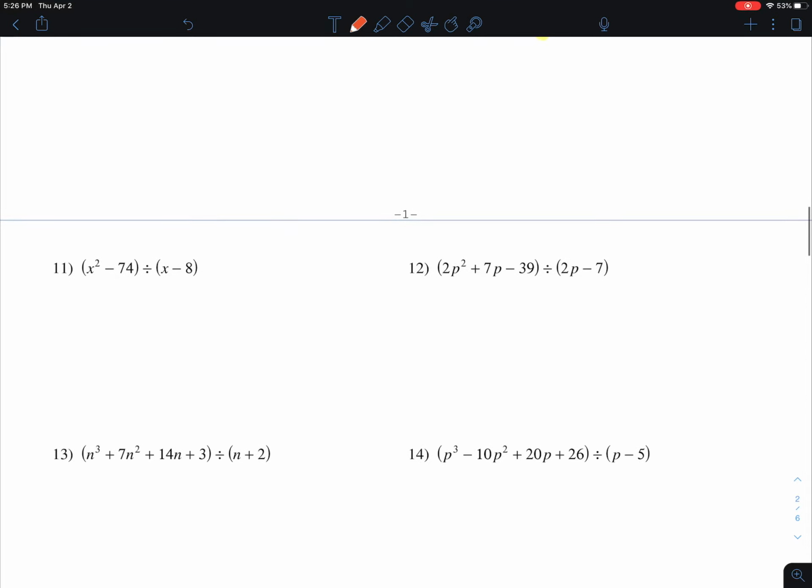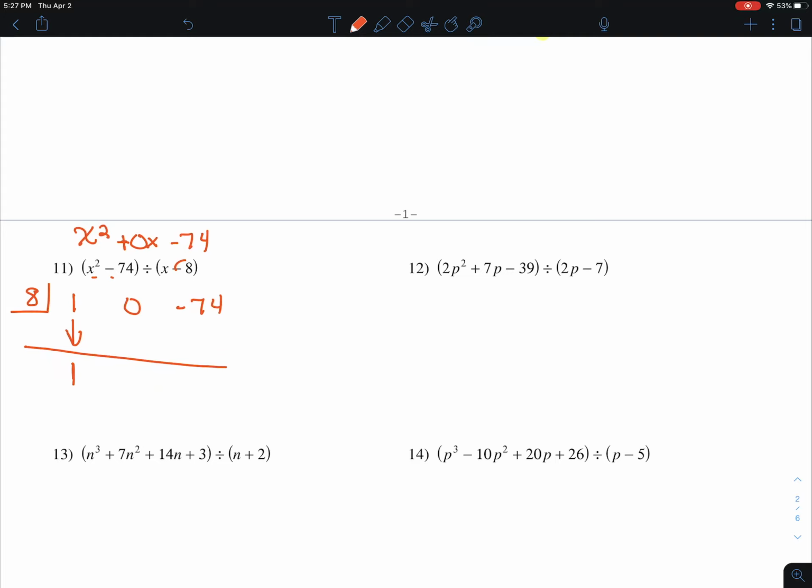So let's look at number 11 where they dropped a term. See how this term is dropped? And we're just going to rewrite that as x squared minus 0x minus 74. That's the only difference. So I'm going to take the opposite of negative 8, so that's 8, and write my coefficients, 1, 0, negative 74. I guess you're wondering why I wrote this as negative, because it's 0, it doesn't matter. I can write it negative, positive, however I want to.